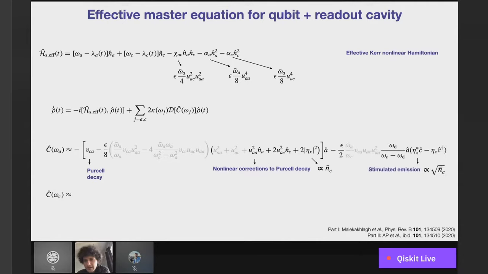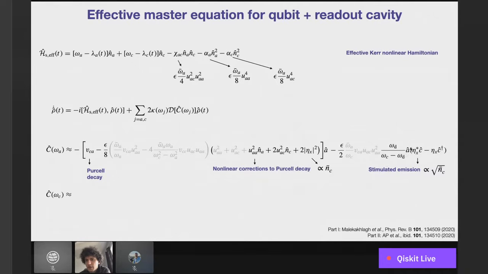But more importantly, what you find are these nonlinear processes that enter the collapse operator at the qubit frequency. One of them, which is the most resonant because of this small denominator here, is the stimulated emission process.